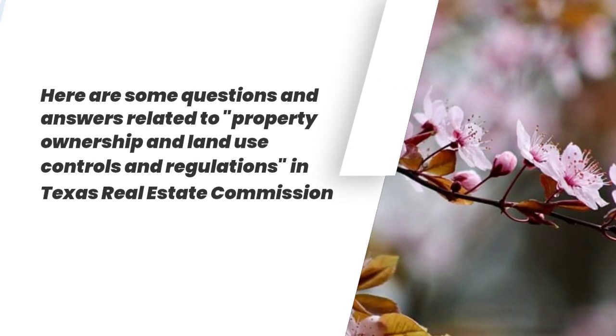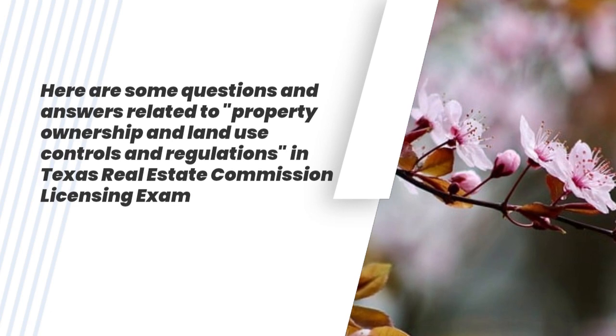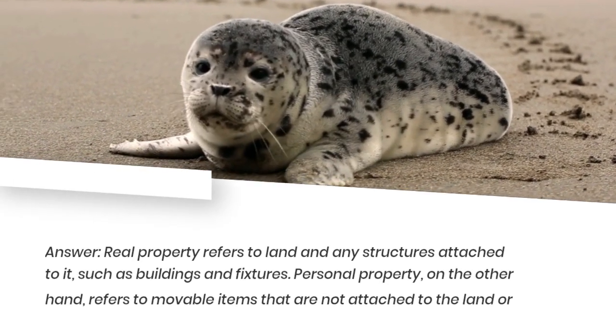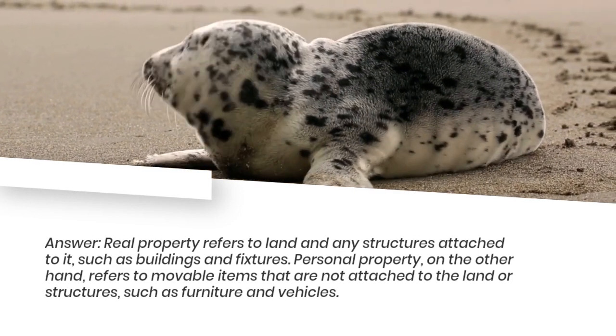Here are some questions and answers related to property ownership and land use controls and regulations in the Texas Real Estate Commission licensing exam. What is the difference between real property and personal property? Answer: real property refers to land and any structures attached to it, such as buildings and fixtures.